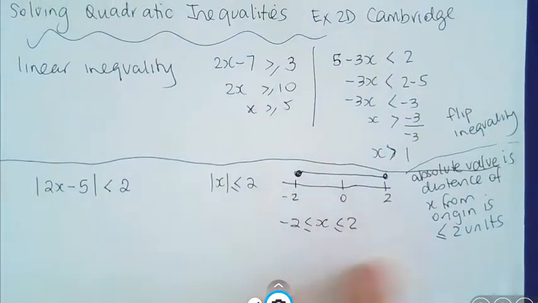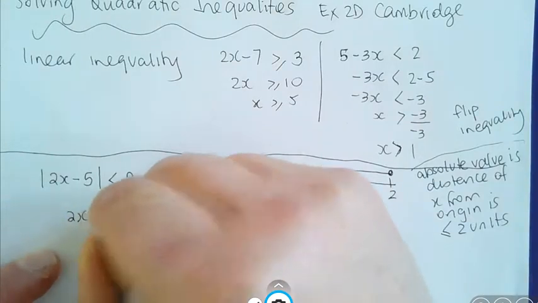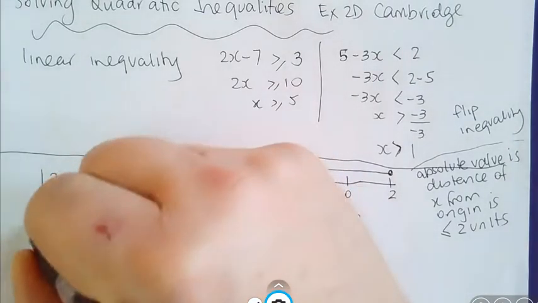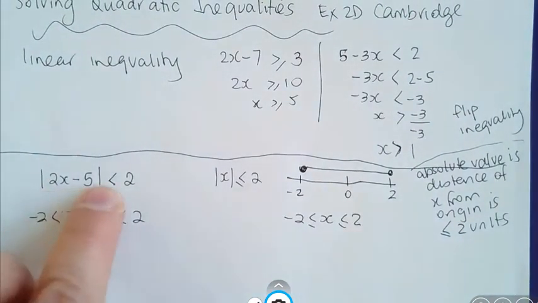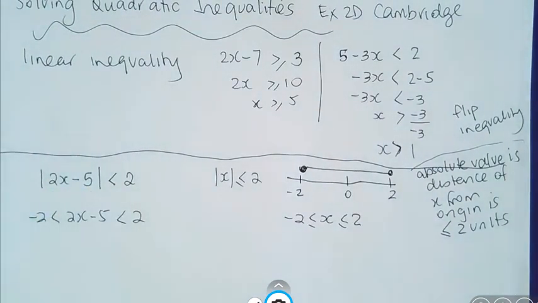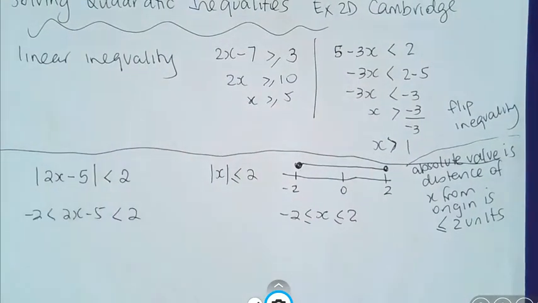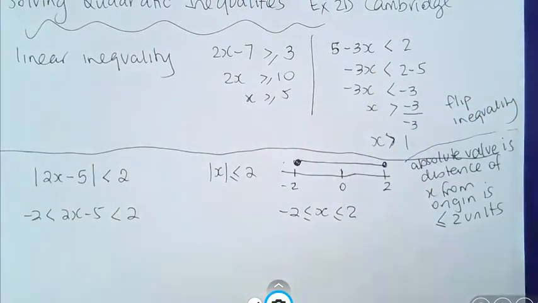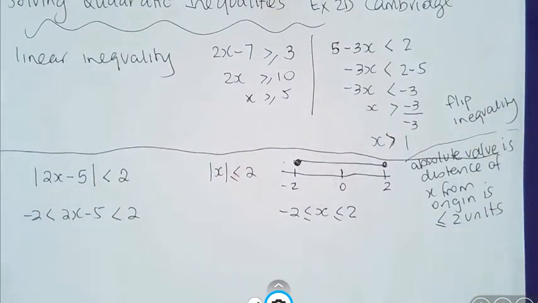So how do I write a statement like this? That 2x minus 5 is less than 2 units from the origin. So you could go 2 units to the left of the origin or 2 units to the right of the origin. So the way you write this one is like that. The absolute value, the distance of 2x minus 5 from the origin, is less than 2 units. So you could go 2 units to the left or 2 units to the right. Open hole. So now how do I solve this?